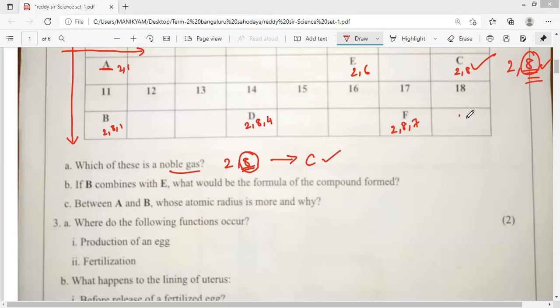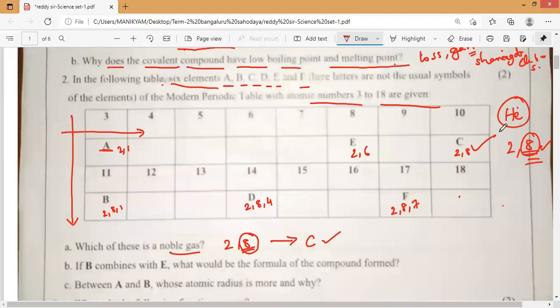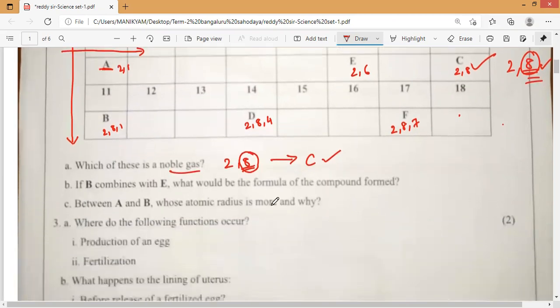What they have given? They have given the elements till 18 in the periodic table. They are given atomic numbers from 3 to 18. But the elements they mention are only A, B, C, D, E, F. So in that only you have to choose. You are not supposed to go to any other thing. Understand, Kevin? Only the given elements: A, E, C, B, D, and F. That's all. Next, if B combines with E, what could be the formula of the compound formed?